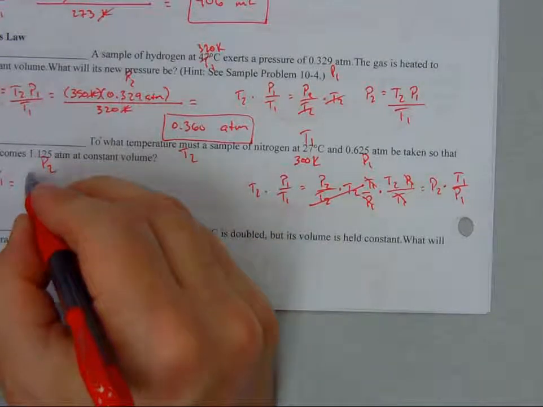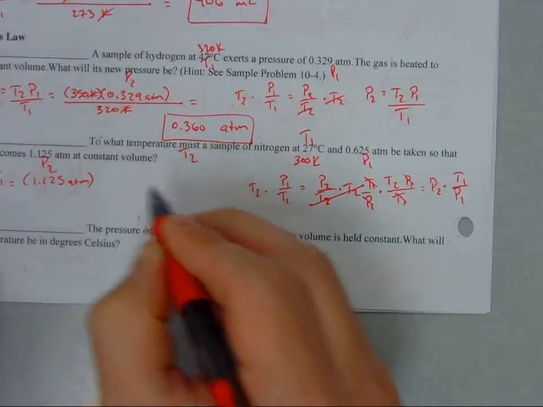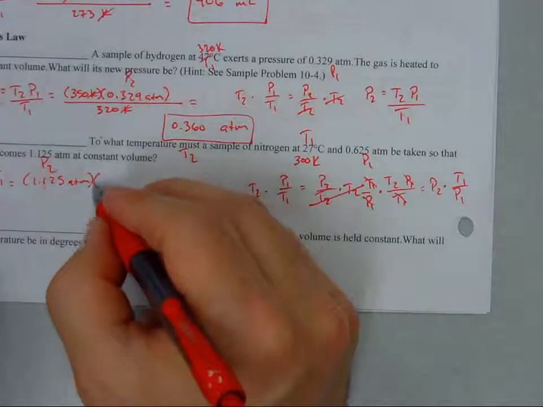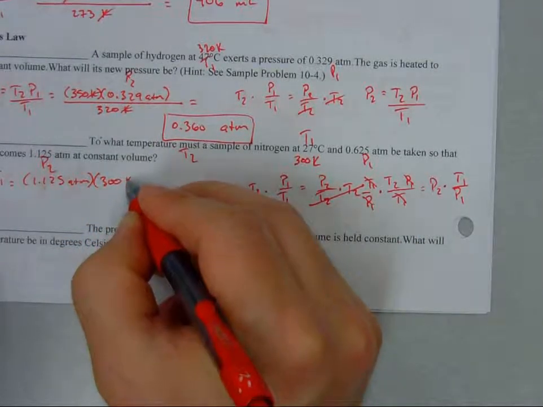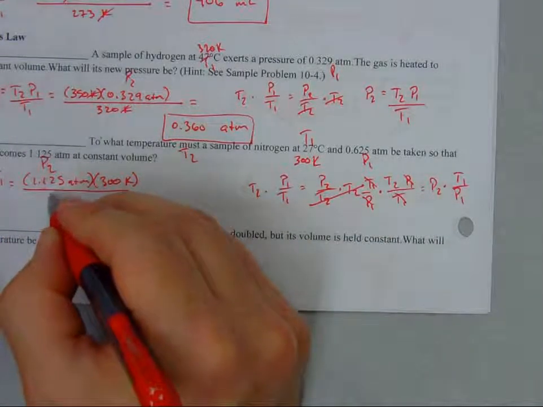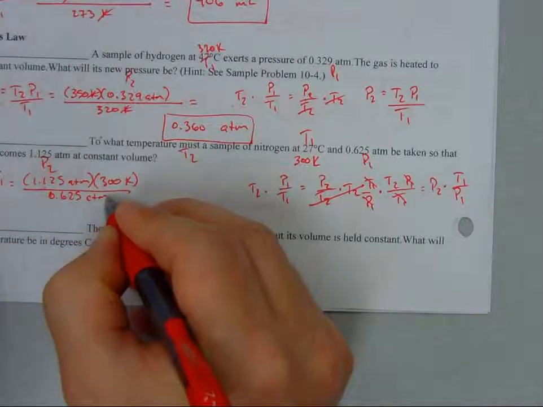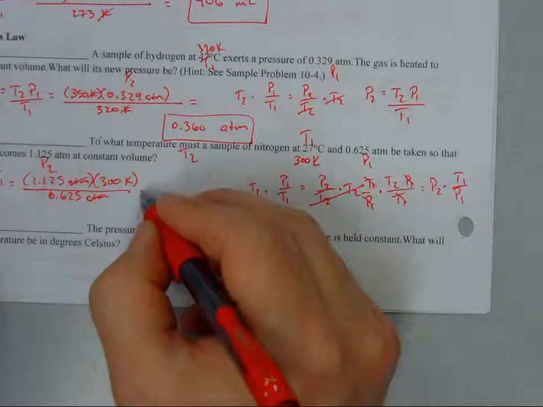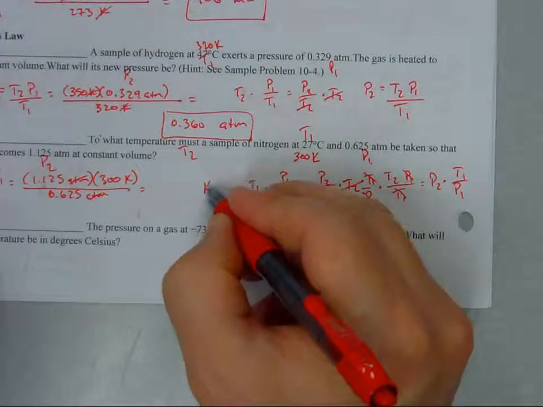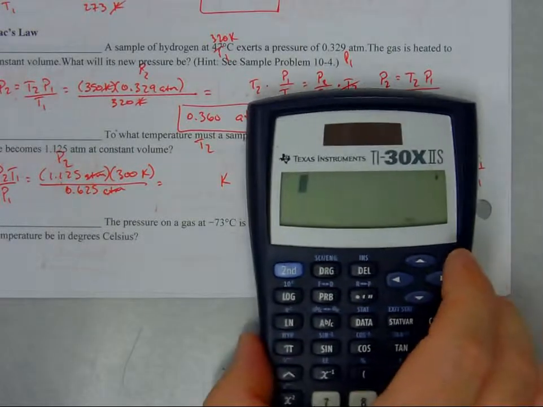So P2, 1.125 atmospheres. T1, 300K. Divided by P1, which was 0.625 atmospheres. The answer will be in terms of K. Let's do some plug and chug.